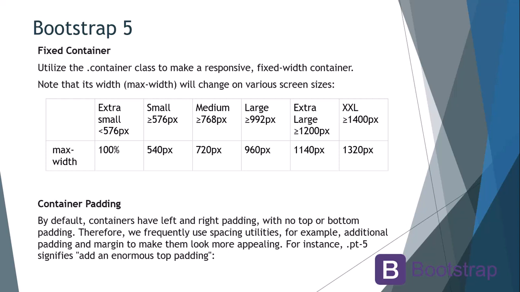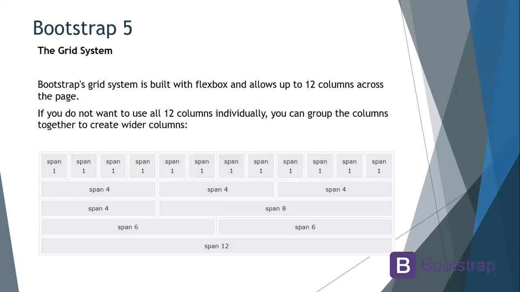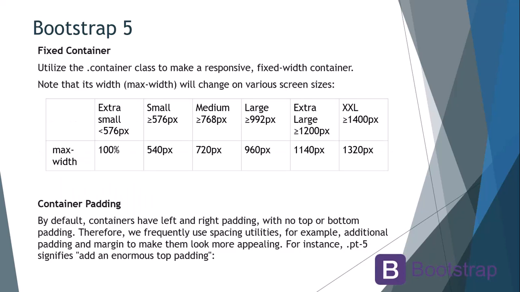All right, so by default containers have left and right padding with no top or bottom padding, right? Therefore we frequently use spacing utilities, for example additional padding and margin, to make them look more appealing, right? For instance, we have pt-5, padding top 5, which signifies adding a numerous top padding. Okay, so now that is all about the container padding.